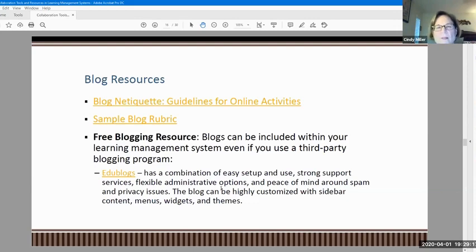Also, I've seen that all the LMS systems have a blog resource, but if you don't have one, you can go to EduBlogs. That's also free, and one that I see a lot of students already know how to use.